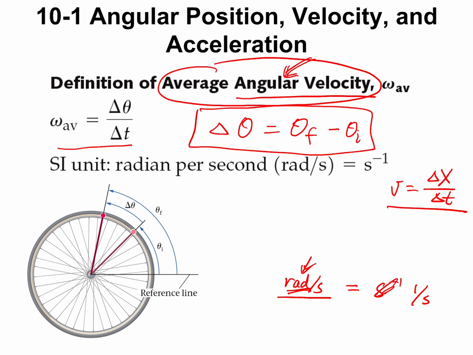So this graph tells you this is the final position and this is the initial position. The difference here is your displacement, and displacement over time is the average angular velocity. We use omega instead of v to denote angular velocity.